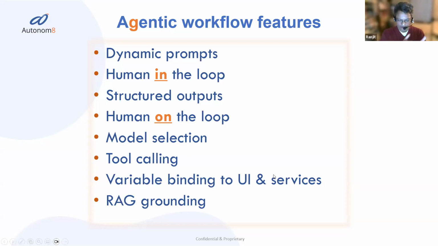Variable binding is what you saw through the course of the workflow. I can set certain values at one point in the workflow and then pass that variable through the rest of the workflow. And RAG grounding, as you saw, is this ability for you to go and pull information from outside manuals and outside data, and you can keep retuning it and retraining it as your data changes.